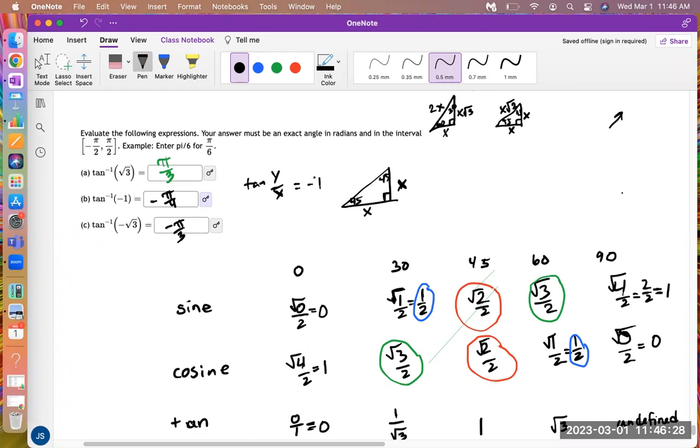Whenever the tangent is equal to 1, that means the y coordinate and x coordinate are the same value, or maybe opposite in sign, but the same value. And the only way you can have a triangle that has the same value for two of the sides is if you have a 45, 45 degree triangle.